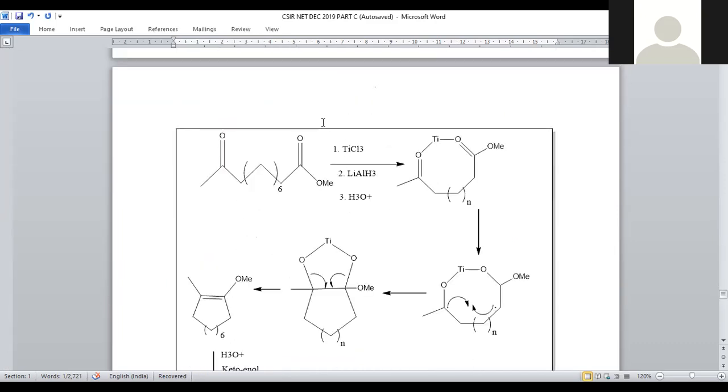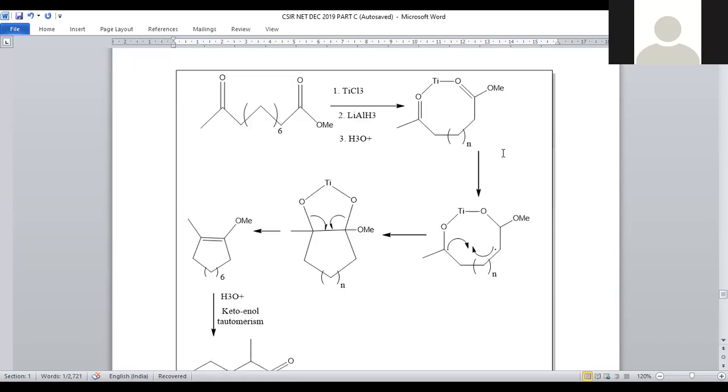Titanium trichloride, when treated, is involved in ring cyclization. Ring cyclization will be carried out, followed by the generation of homolytic fission under a concerted mechanism. Here two free radical carbons are generated. They combine to give a bicyclic ring.